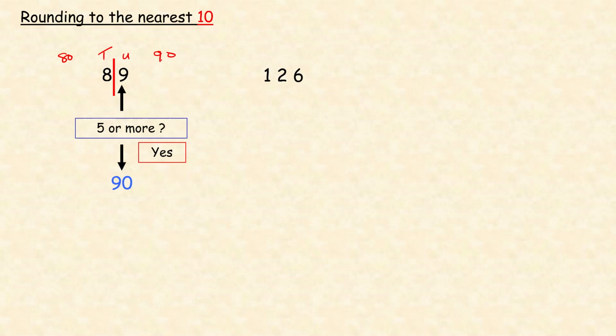Let's have a look at another one, 126. Same sort of thing, even though this time I've got hundreds as well. So that's going to be between 120 and 130. So we're looking whether I round up or I round down. Same as before, because I'm looking to round to my nearest 10, I check my units. So I look at that number 6. It is bigger than 5, so I'm going to round up to 130.